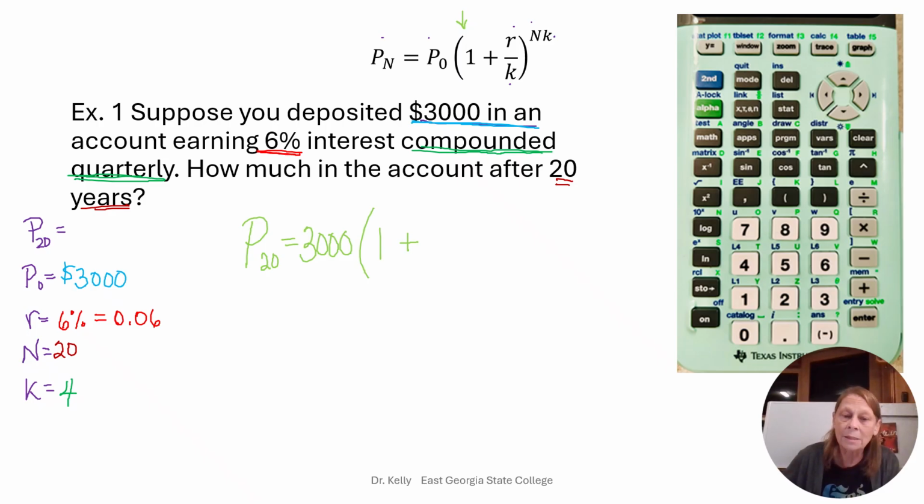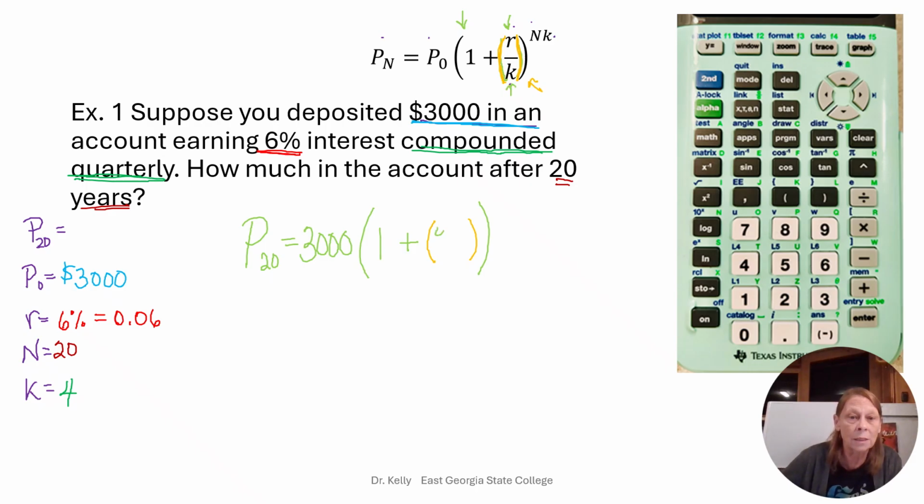Now, this is a set of parentheses that is not in the formula, but every time you put a fraction into your calculator here, you need to put it in its own set of parentheses, okay? And that own set of parentheses does not take the place of the parentheses that are already there, okay? Those are still stuck there, all right? Okay, now what do we put inside those parentheses? We put R divided by K.